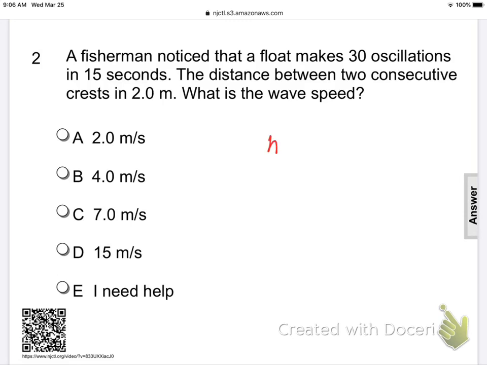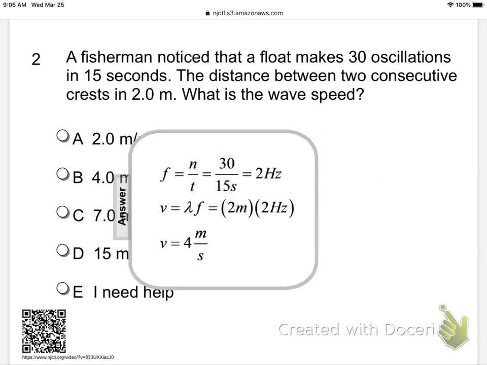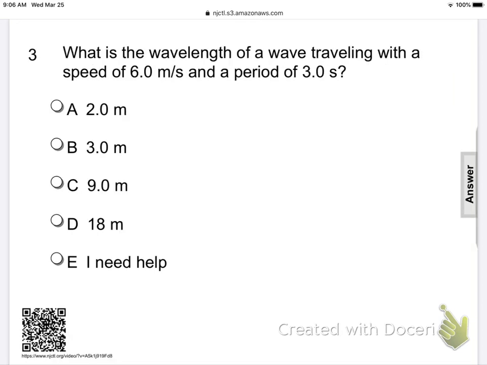A fisherman noticed that a float makes 30 oscillations in 15 seconds. Oscillations per time is known as frequency. So the frequency is 30 oscillations over 15 seconds, which is a frequency of 2 hertz. The distance between two consecutive crests is 2 meters. That's lambda. We first solve for frequency by n over t, then plug it into velocity equals lambda f, and we come out with a velocity of 4 meters per second.